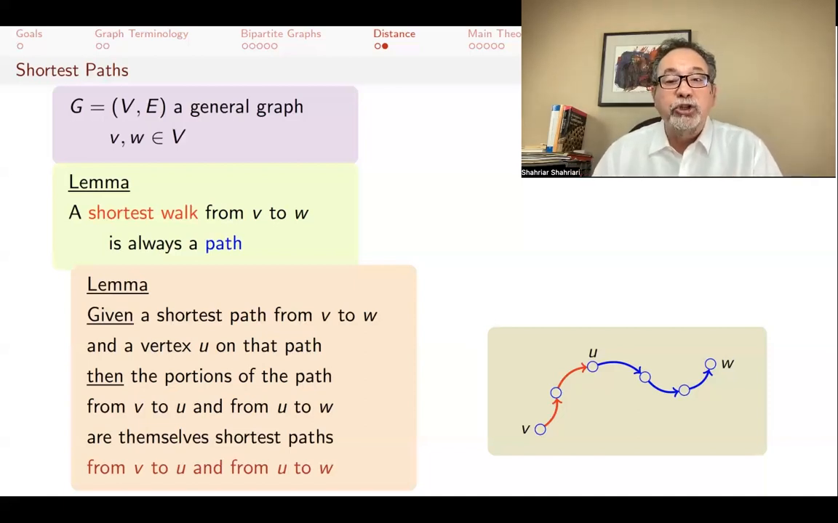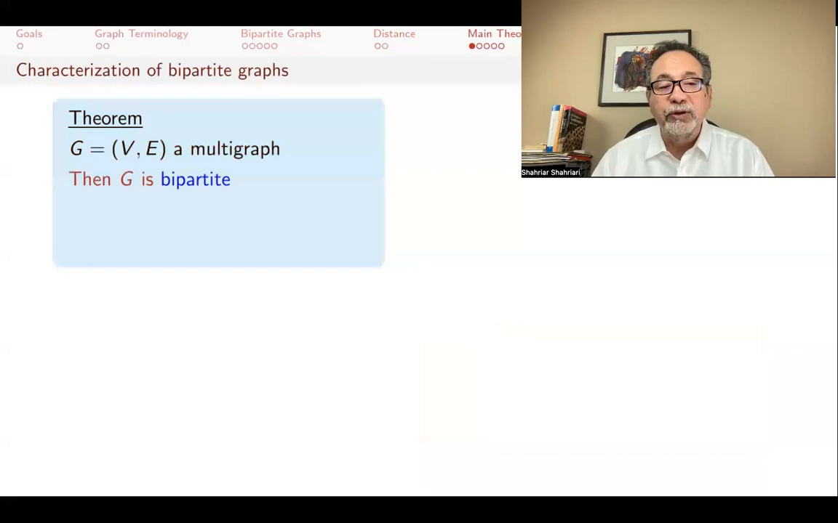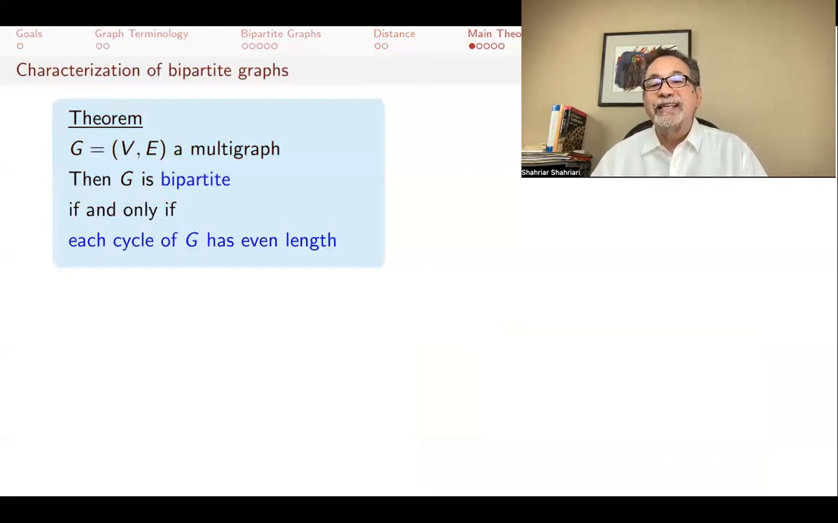But the distance will be just one number, because whatever that shortest path is. Okay, so now we're ready for our main theorem. If you have a multigraph, it's bipartite if and only if every cycle has even length.